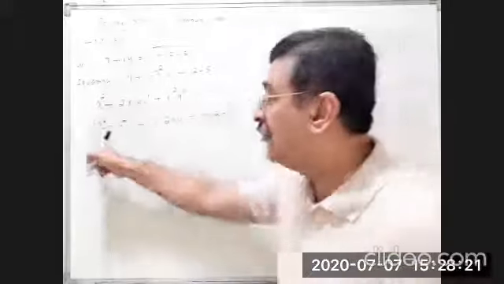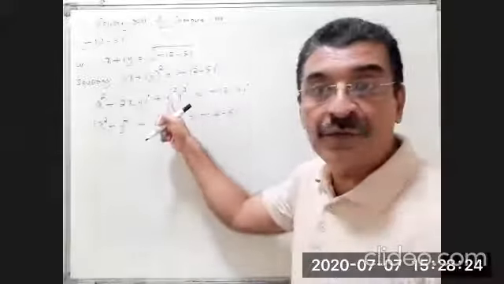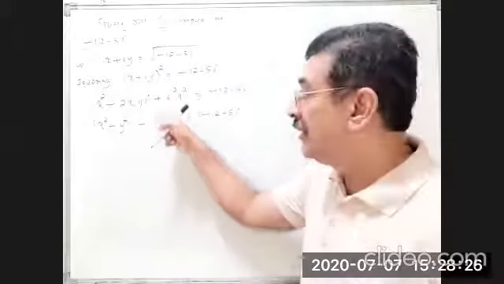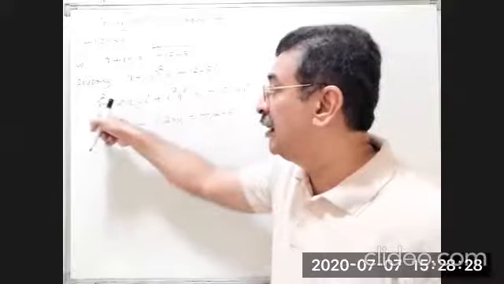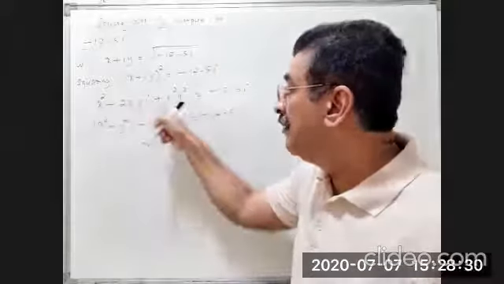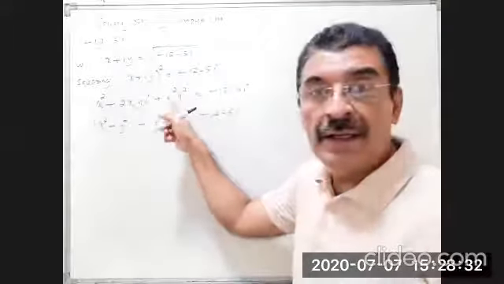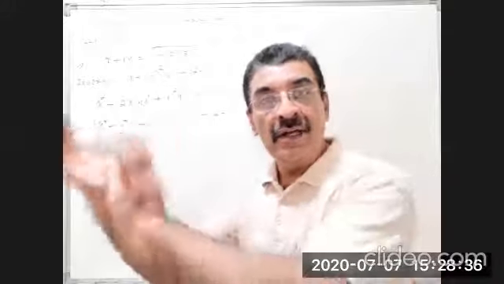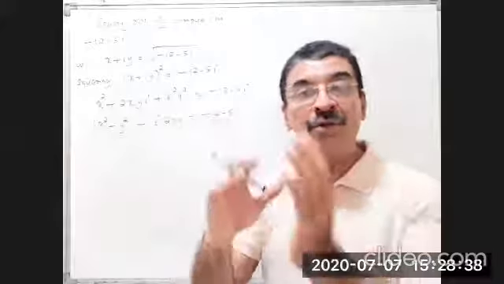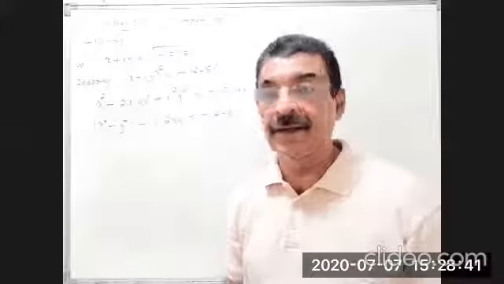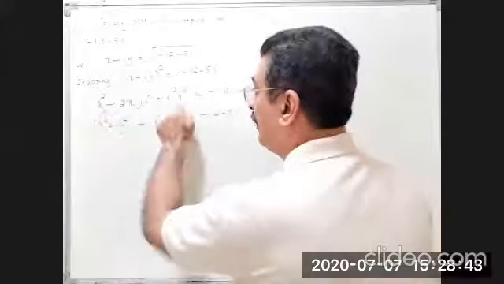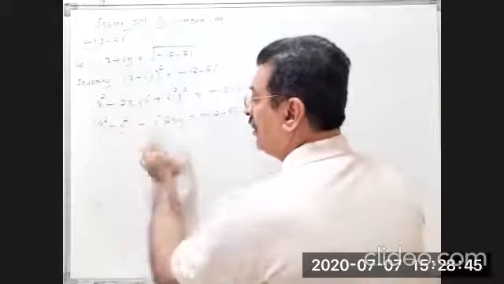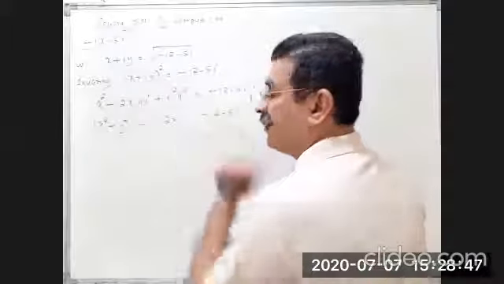Explain, how did we get this minus y square? Because i square is minus 1. If i square is minus 1, this becomes x square plus i minus y square. Then we are writing in standard form. Standard form is real part, then imaginary part. Real part means all those numbers without i. So here x square and minus y square, that is the real part. The part along with i, that is the imaginary part.